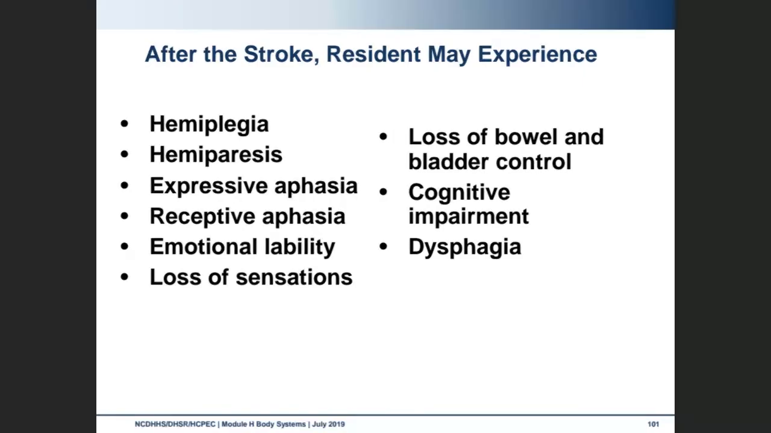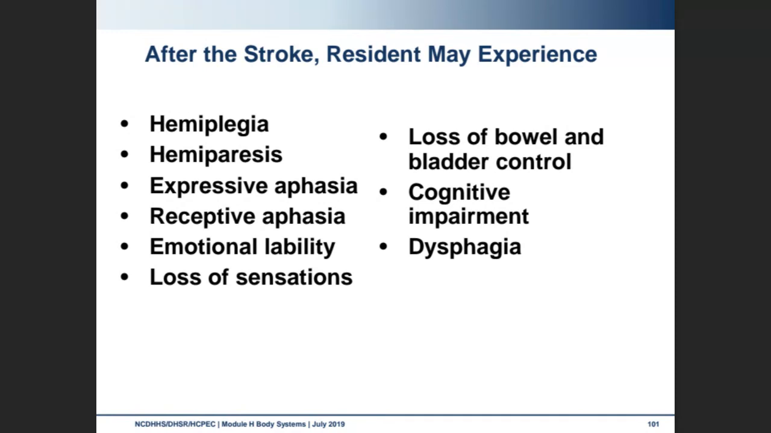After a stroke, a resident may experience hemiplegia, which is paralysis on one side of the body, hemiparesis, which is weakness on one side of the body, and expressive or receptive aphasia. When we're talking about expressive aphasia, and make sure you know the difference between these, this is trouble communicating our thoughts with speech or writing. Receptive aphasia is when we have difficulty understanding the spoken or written word.